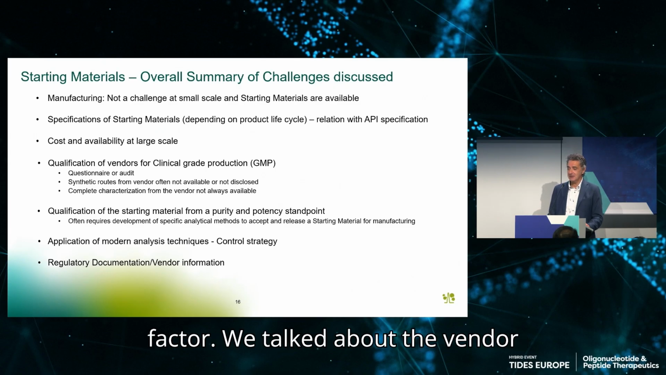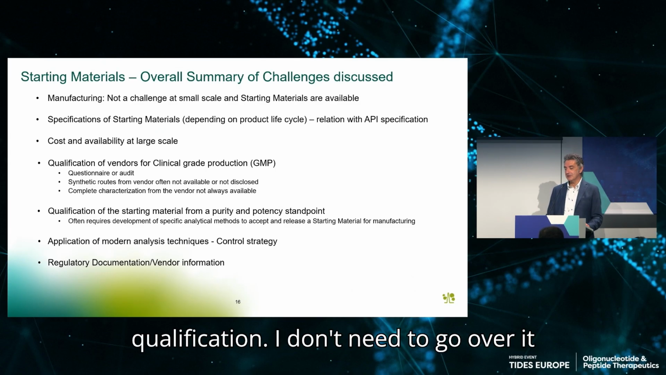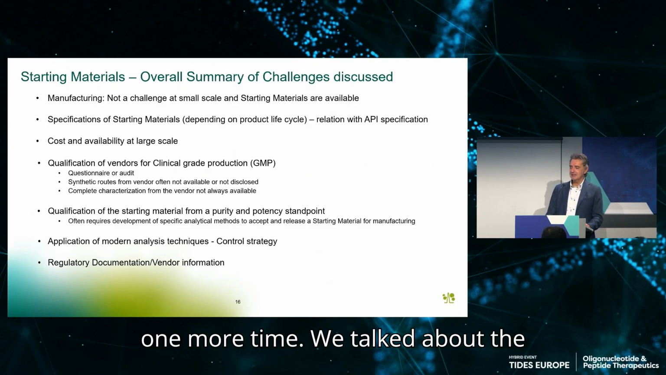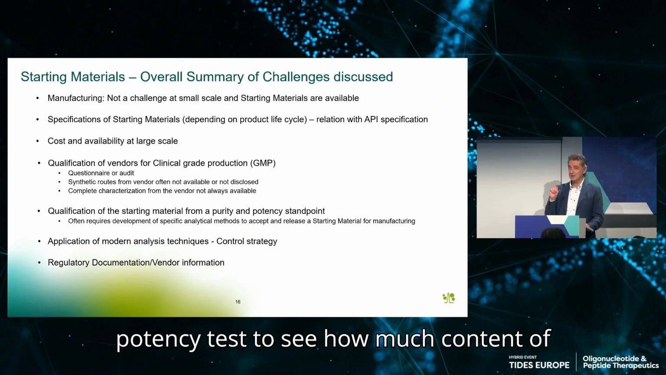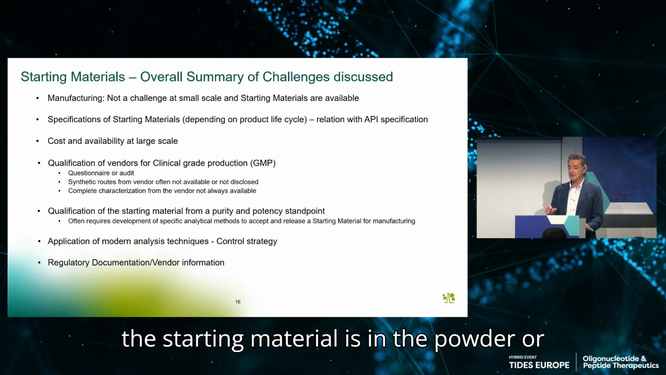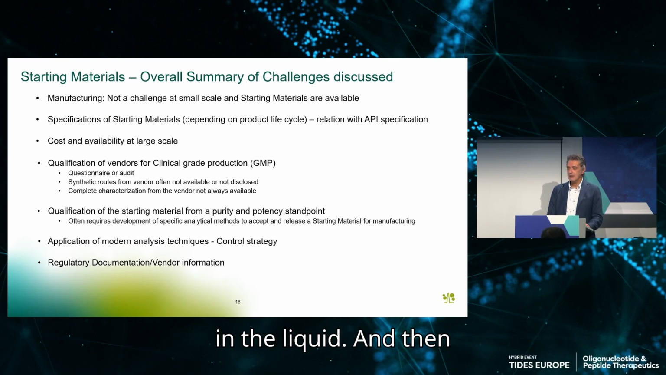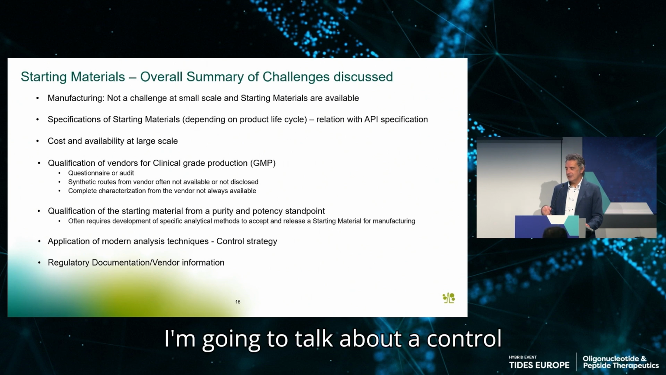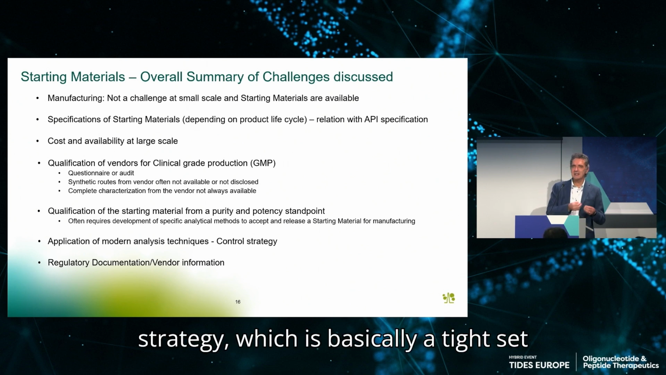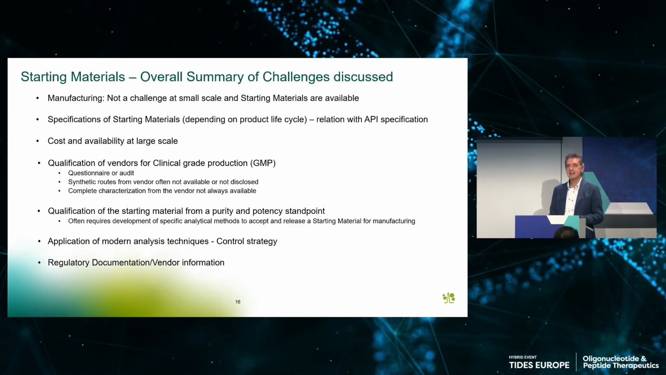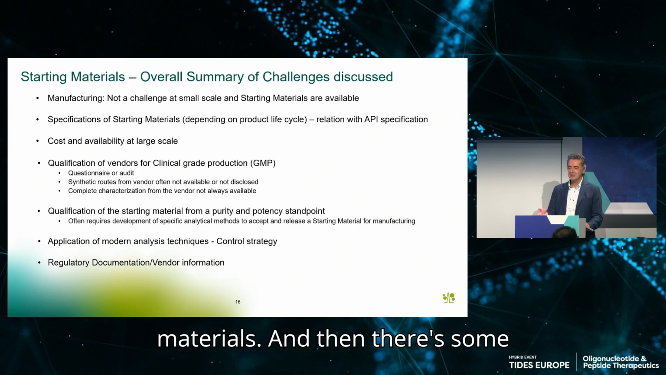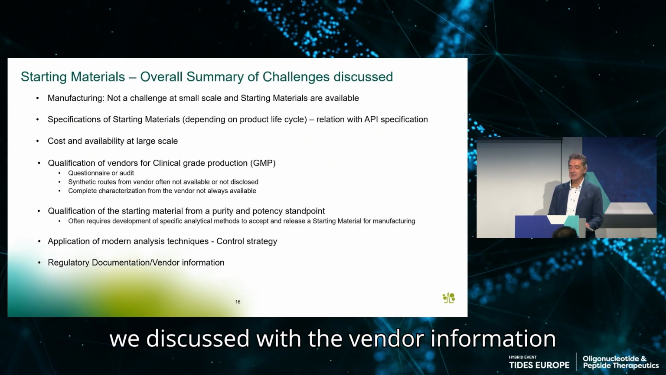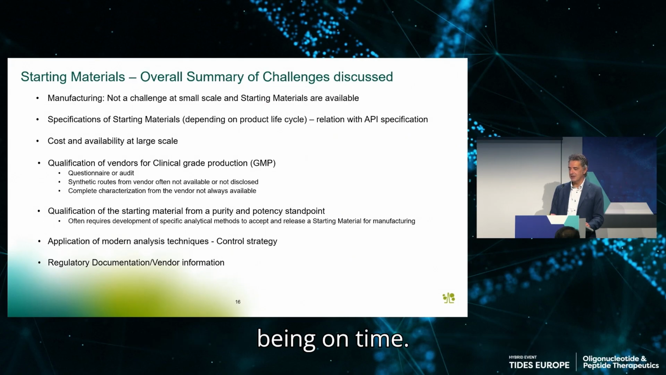That's a negotiation factor. We talked about the vendor qualification. I don't need to go over it one more time. We talked about the starting material qualification and the potency test to see how much content of the starting material is in the powder or in the liquid. And then I'm going to talk about a control strategy, which is basically a tight set of specifications as well as contemporary methods to analyze our starting materials. And then there are some regulatory documentation challenges that we discussed, with the vendor information being on time.